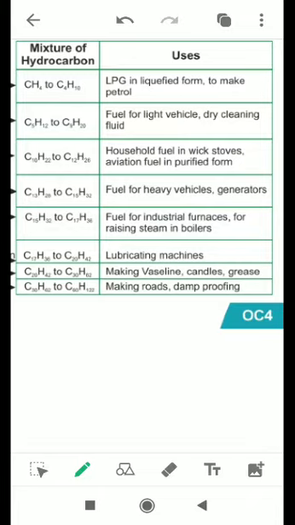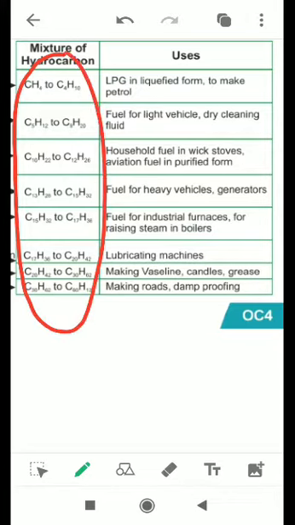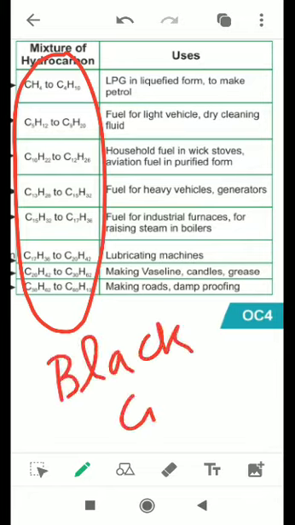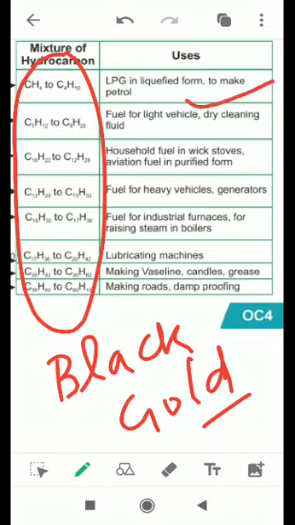See, as you know, petroleum is a mixture of several hydrocarbons. It is black in color, so that is why it is called black gold. Petroleum is called black gold, right? And of the various fractions we get, the first fraction is the LPG. It is used for cooking purposes, right? Fuel for light vehicles, dry cleaning fluid.